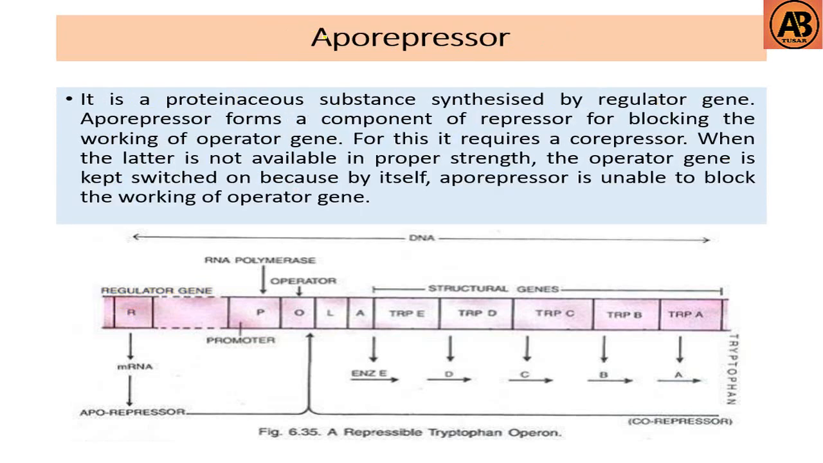Then the aporepressor. Here you can see the aporepressor. It is a proteinaceous substance synthesized by the regulator gene. The aporepressor forms a component of the repressor for blocking the working of the operator gene. For this, it requires a co-repressor. Here you can see the co-repressor. When the latter is not available in proper strength, the operator gene is kept switched on because by itself the aporepressor is unable to block the working of the operator gene.